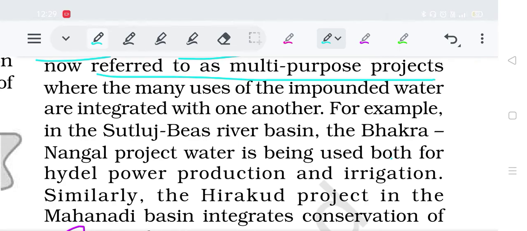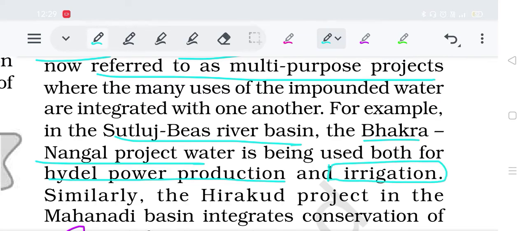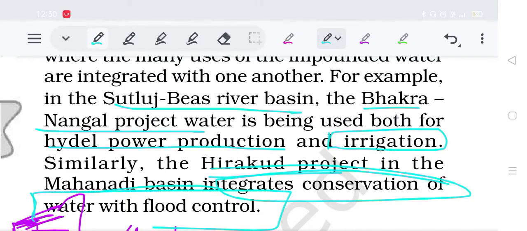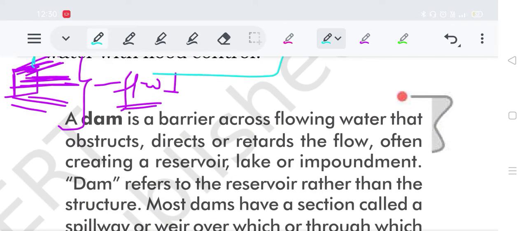integrated with one another? For example, in the Satluj Beas River Basin, the Bhakra Nangal project water is being used for hydropower production and irrigation. Similarly, the Hirakud project in the Mahanadi Basin is used for irrigation, conservation of water, and flood control. So now they're telling us we nowadays build dams for various reasons, not only irrigation but electricity generation and flood control. They give the example of the Satluj Beas River Basin and the Bhakra Nangal project, in which we generate hydropower and also use the water for irrigation, whereas the Hirakud project in the Mahanadi Basin is used for flood control.